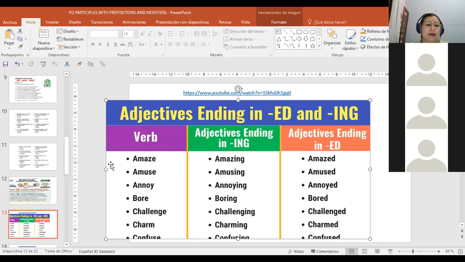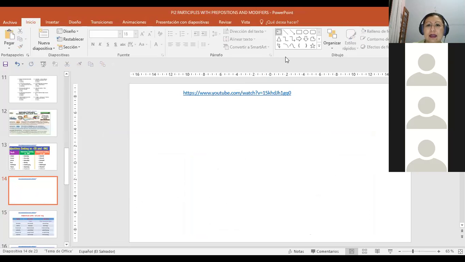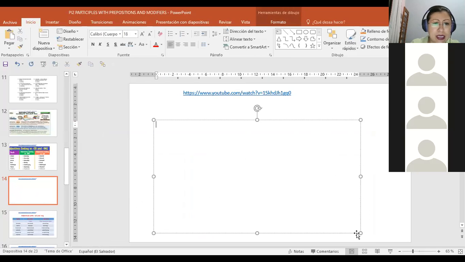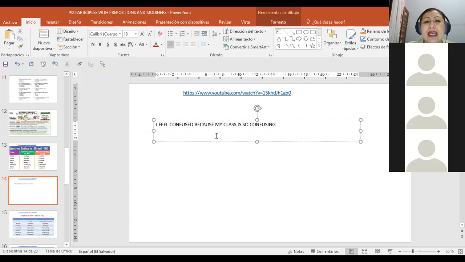Confusing. Confused. Okay, vamos a duplicar esta diapositiva y le voy a escribir lo que yo les había dicho. Por ejemplo, yo dije, I feel confused, because my class is so confusing. Me siento confundida porque mi clase es tan confusa. Entonces, se fijan, yo utilizo el ED para expresar el sentimiento, cómo yo me siento. Pero utilizo el ING en el adjetivo con ING para decir qué cosa es lo que me causa mi sentimiento.